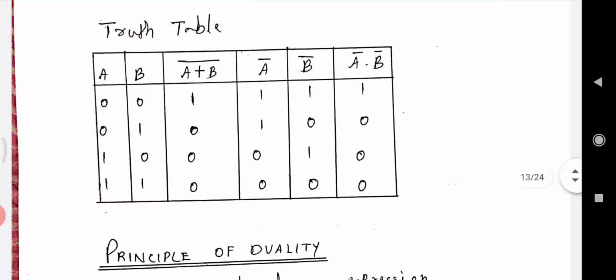The truth table: AB is 0 0, 0 1, 1 0 and 1 1. (A plus B) the whole bar is 1 0 0 0. A bar is 1 1 0 0 and B bar is 1 0 1 0. A bar dot B bar equals 1 0 0 0. You just compare (A plus B) the whole bar and A bar dot B bar. The answer is the same. So the second theorem is also proved.